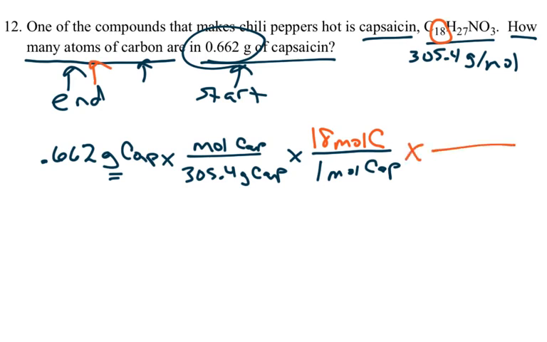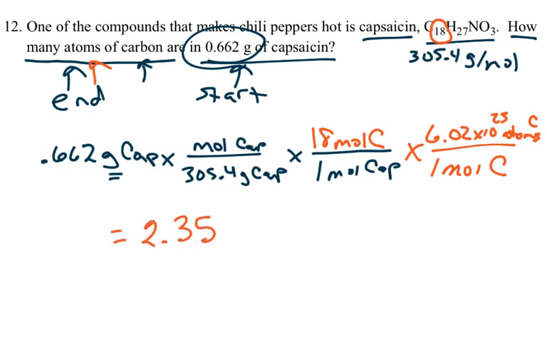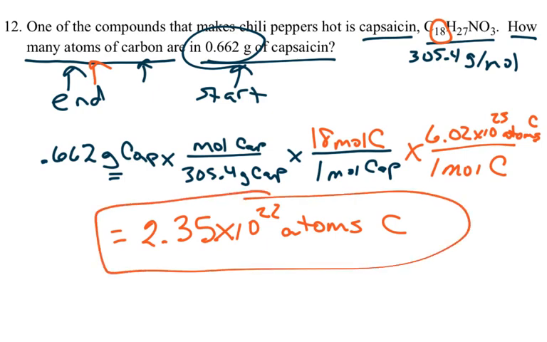For anything, 1 mole of something, in this case it's carbon, there's 6.02 times 10 to the 23rd atoms or molecules. If you're not doing carbon, if you're doing capsaicin, you'd say molecules. Atoms of carbon. Okay? 2.35 times 10 to the 22nd atoms of carbon. That is my answer for number 12. 3 sig figs, so that's why 3.